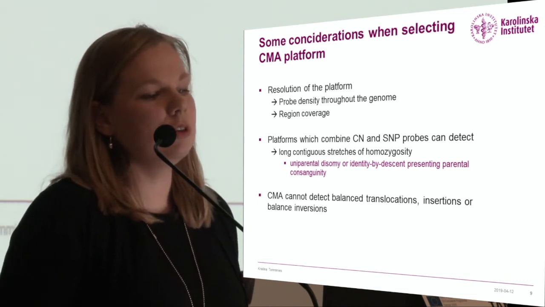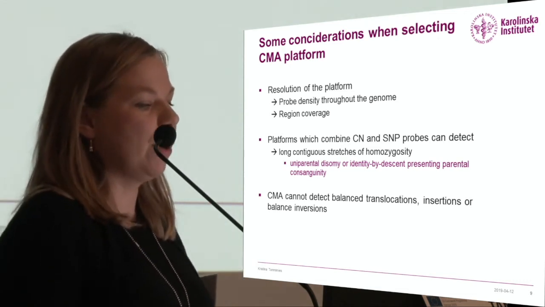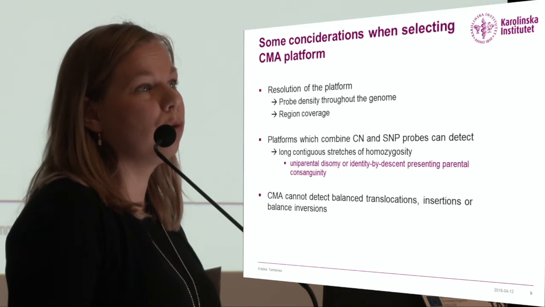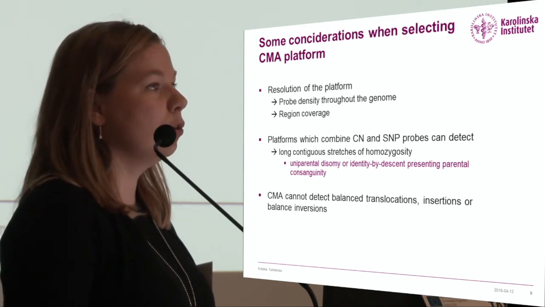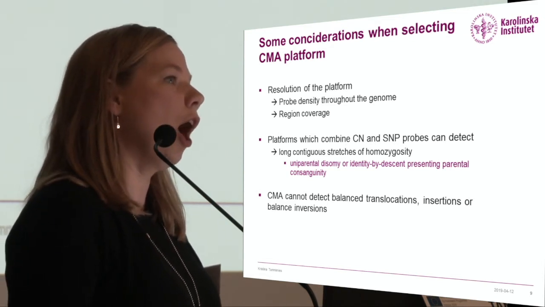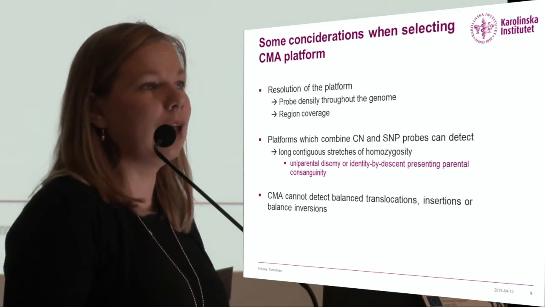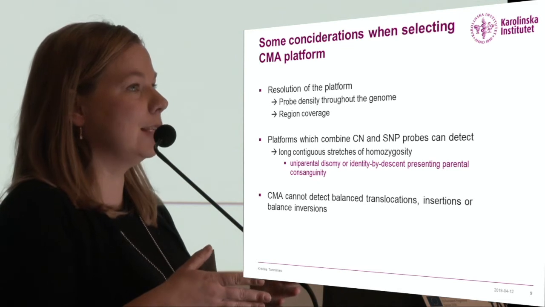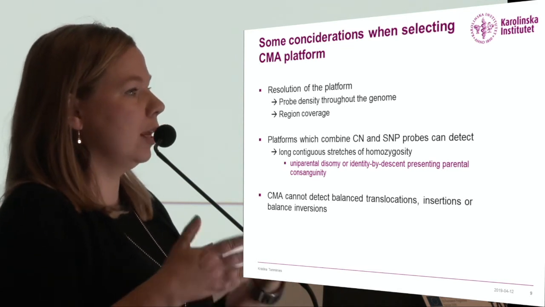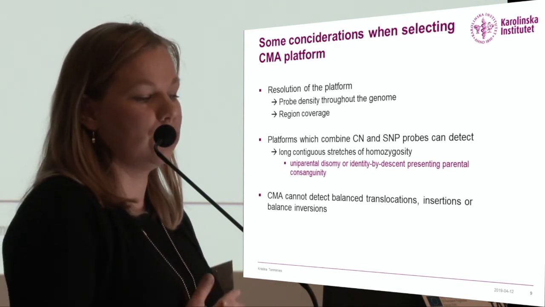So just some considerations when selecting a chromosomal microarray platform. You need to know the resolution of the platform. That would tell you how big CNVs you can detect. Can you really go to a fine scale, detecting CNVs that maybe hit only a single exon or parts of a gene?